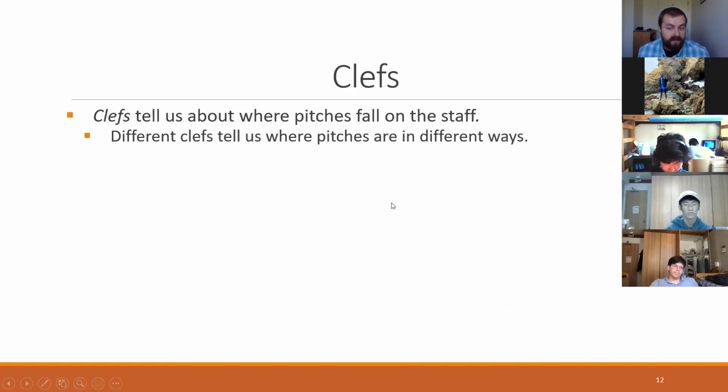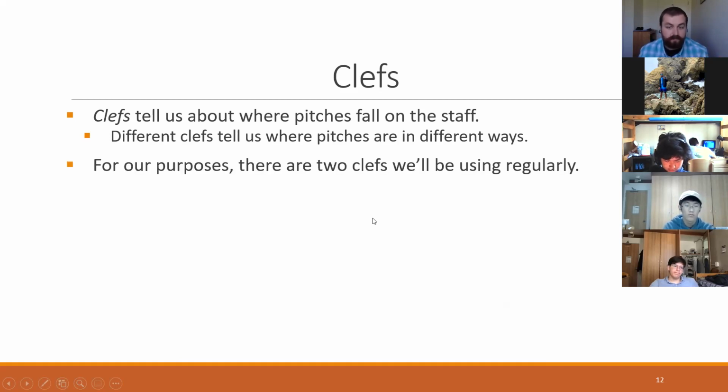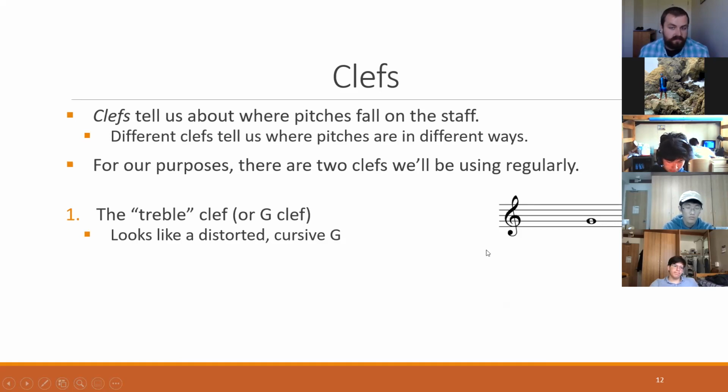So we're going to look at two different clefs that are very visually iconographic that you may have seen in many places. There's two clefs that we're going to be using primarily. The treble clef, or the G clef, and then another clef called the bass clef. So this is called the treble clef. The treble clef is not a note. The treble clef is kind of like a password to where the notes are. So it looks like a kind of distorted cursive G. So if you see the G shape there, that's where it comes from, because it is in fact called the G clef.